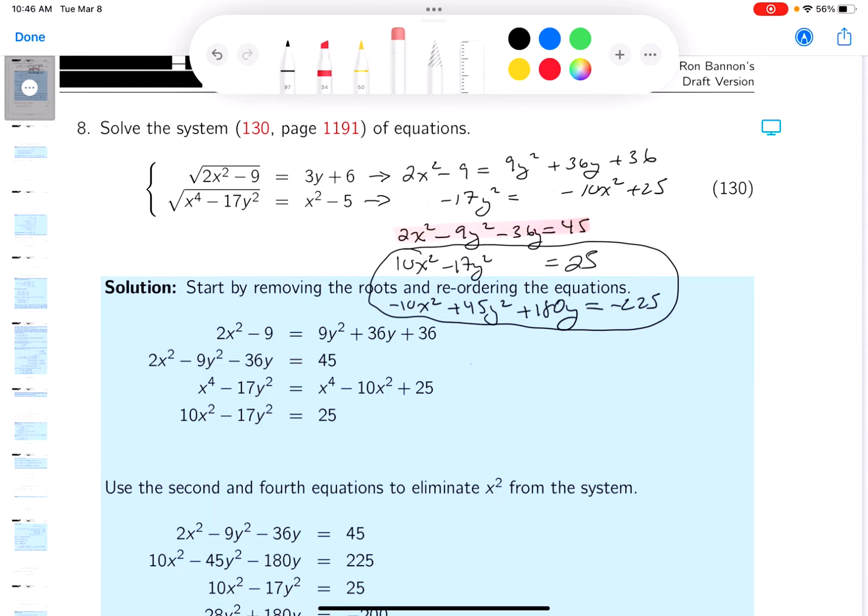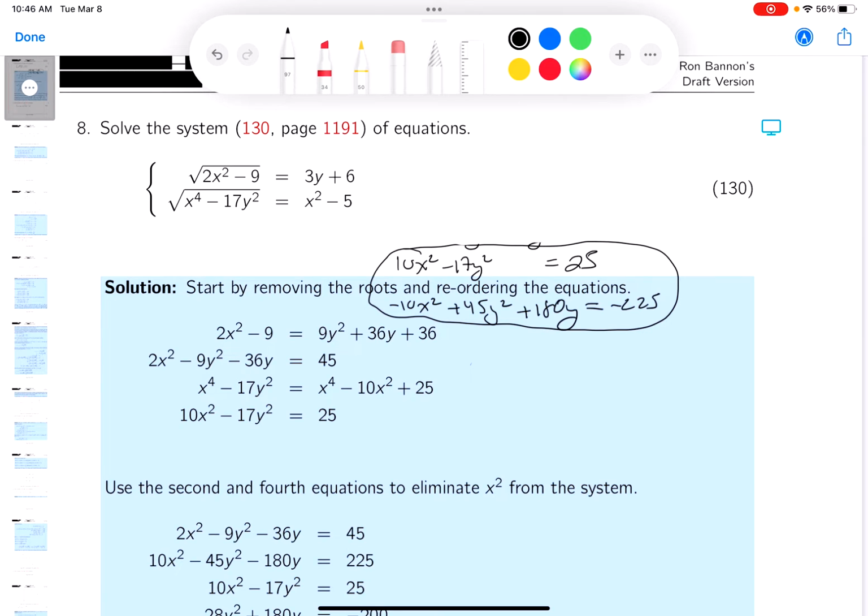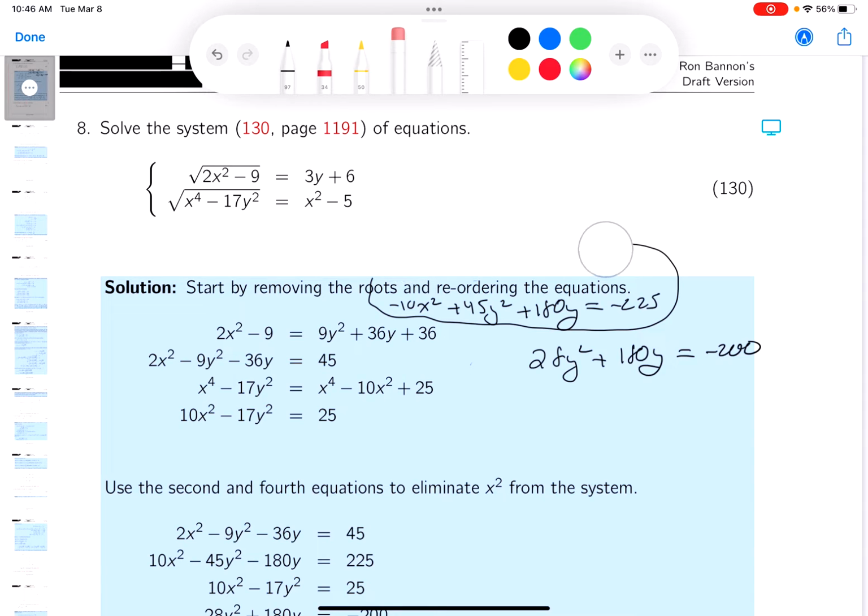Let me get rid of my distractions, old stuff. Don't worry, we have a key to look at to make sure we're going in the right direction. If you add this together, you're going to get 28y squared. Let me check that, make sure that's correct. 28 plus 180y equals minus 200. Things are becoming much easier now. I'm moving forward into the future.